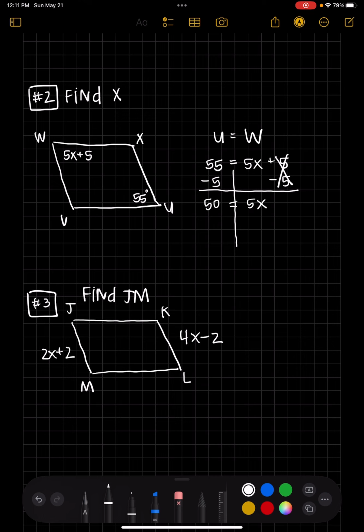Then I still want to get x by itself, so I've got to get rid of the 5 that's in front of it. To do that, I'm going to divide each side by 5.